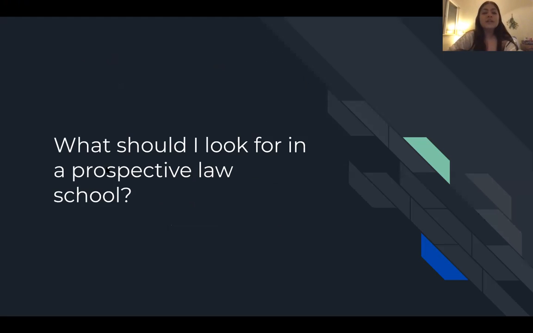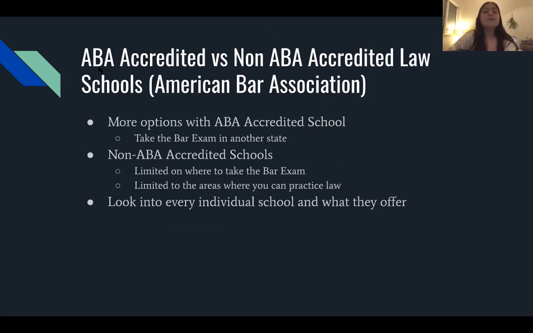Okay, so what should I look for in a prospective law school? ABA accredited versus non-ABA accredited. ABA stands for the American Bar Association. There are more options when a school is ABA accredited. That means the school allows you to take the bar exam in another state. If it's non-ABA accredited, the school limits where you can take the bar exam, mostly to the state the school is in, and it limits the areas where you could practice law. So when you start researching schools, look into every individual school and what they offer. Does that make sense to everybody?